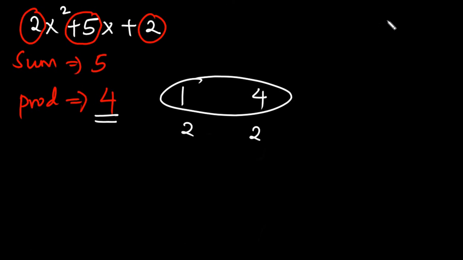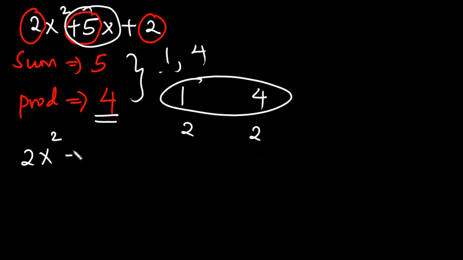Then we have 2 times 2. So 2 times 2 is 4. But 2 plus 2, is it 5? It is not. So the two numbers that we are interested in are 1 and 4. So after we have done that, we are going to rewrite this middle term, that is 5x, in terms of 1 and 4. And it is going to be 2x squared plus 1x can just be written as x, and then plus 4x. You can start with 4x or x, it doesn't matter much, and then plus 2.